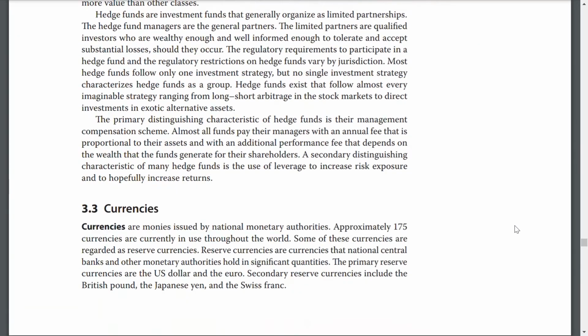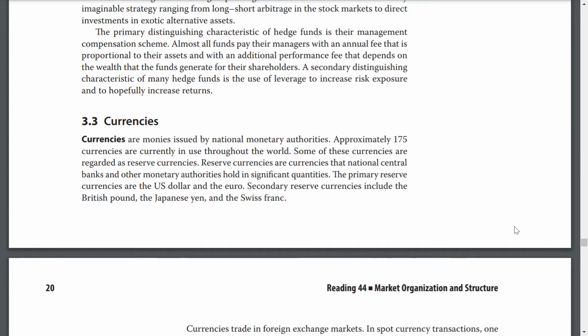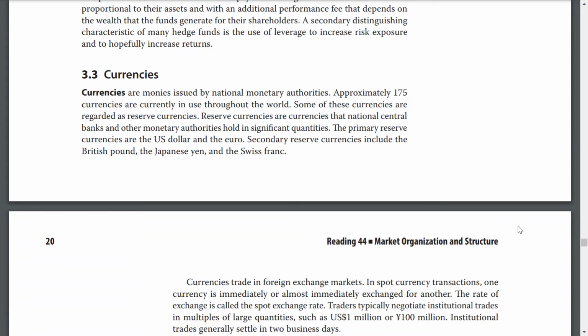The primary distinguishing characteristic of hedge funds is their management compensation scheme. Almost all funds pay their managers with annual fees that are proportional to their assets, and with an additional performance fee that depends on the wealth the funds generate for the shareholders. A secondary distinguishing characteristic of many hedge funds is the use of leverage to increase risk exposure and hopefully increase returns. Currencies are monies issued by national monetary authorities.